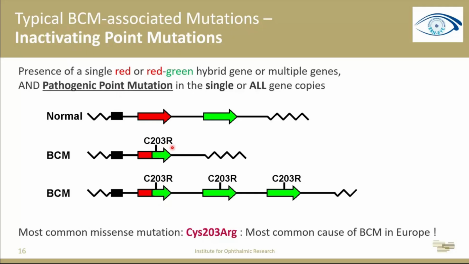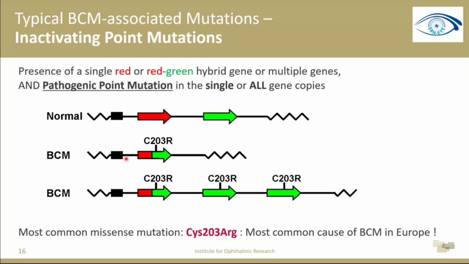And typically they are found either if there's a single gene left, a hybrid gene, or a single red gene within the cluster that in addition carries such a point mutation, or if there is a structurally intact opsin gene cluster, then every single copy of the gene typically carries the very same mutation. This is surprising maybe, but it is fact. And we believe that this is due to gene conversion, so that mutations move through the genes, so to say.